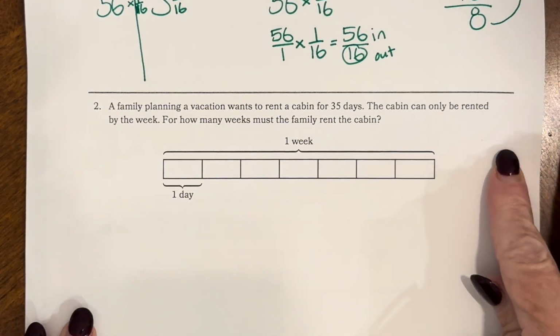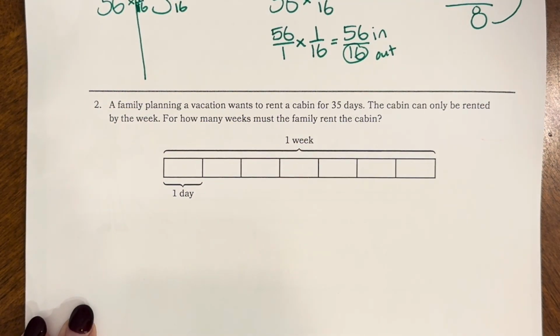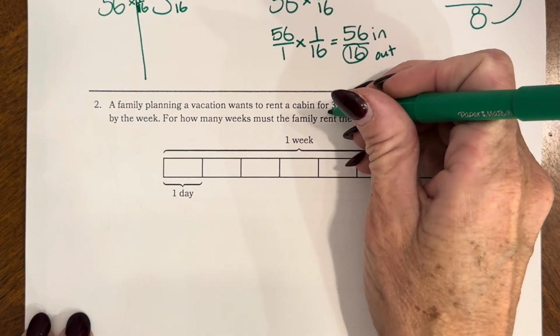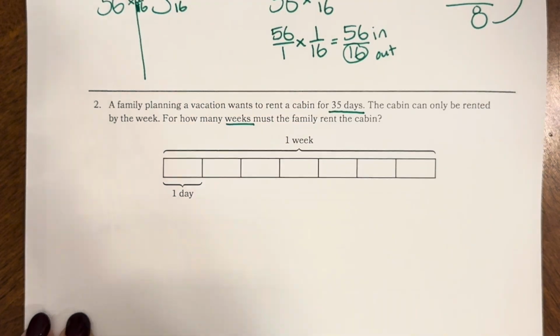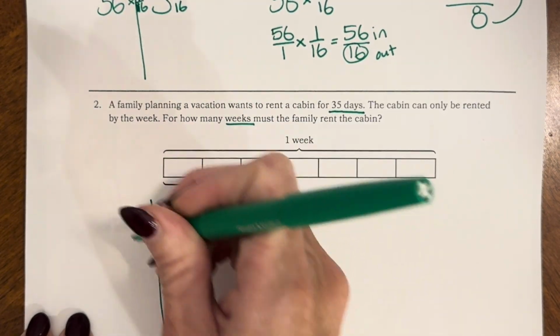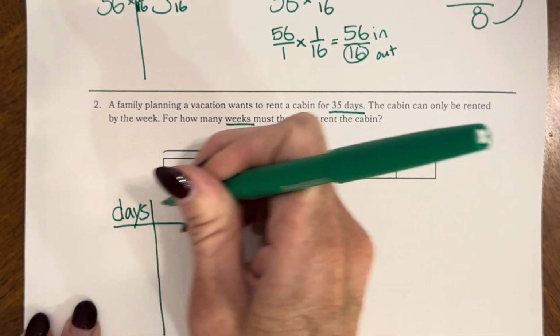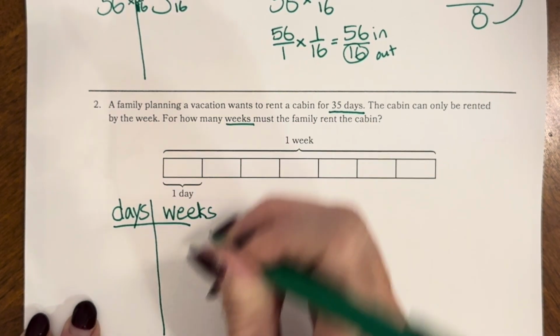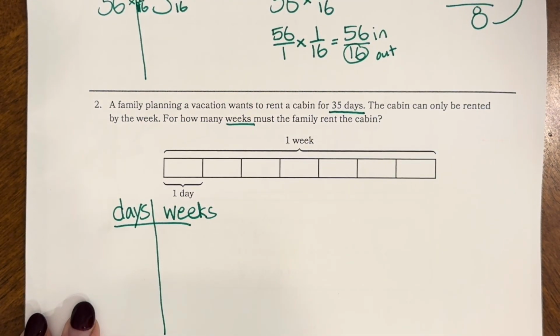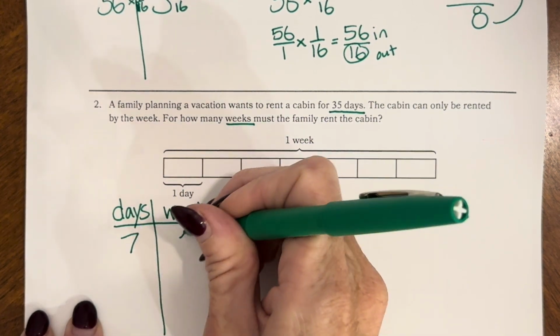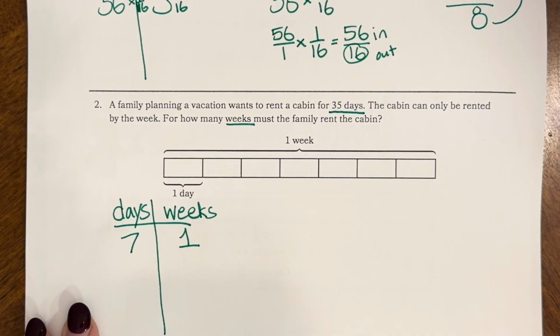It says, a family planning a vacation wants to rent a cabin for 35 days. The cabin can only be rented by the week. For how many weeks must the family rent the cabin? Okay, so we want to change 35 days to weeks. Okay, so we're going to make our table in the same order. And we're going from days to weeks. Okay, so what do we know? Well, we know that 7 days equals 1 week.